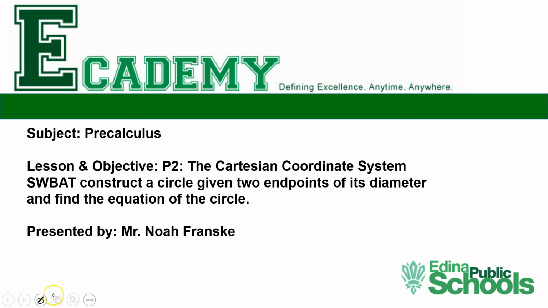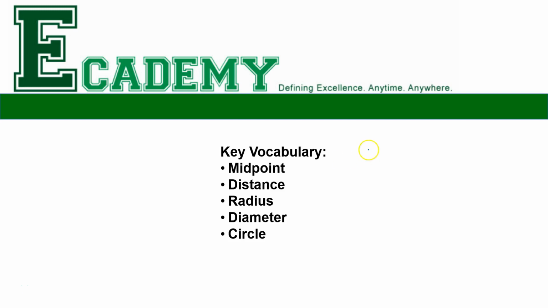Let's use blue. All right. So midpoint, we just talked about. We finished that in the last video. Distance, we did two videos ago. Radius of a circle, we'll talk about. Diameter, and also just the idea of a circle overall are the vocabulary points we're going to talk about to close out P2 here.